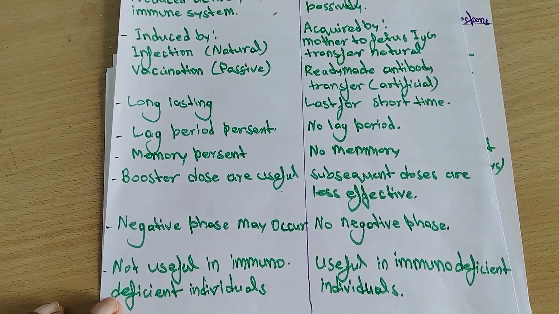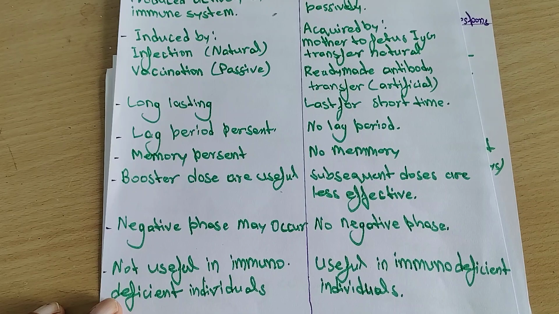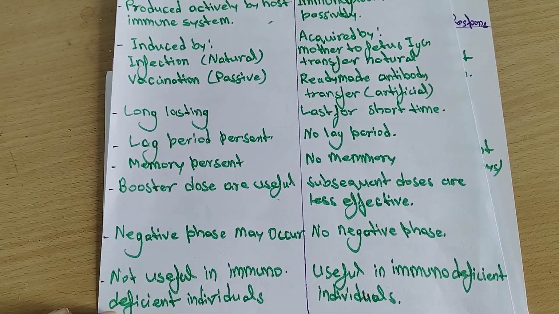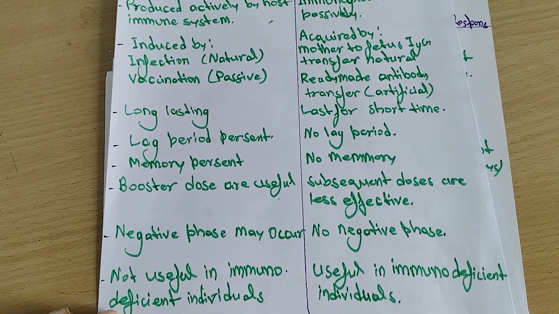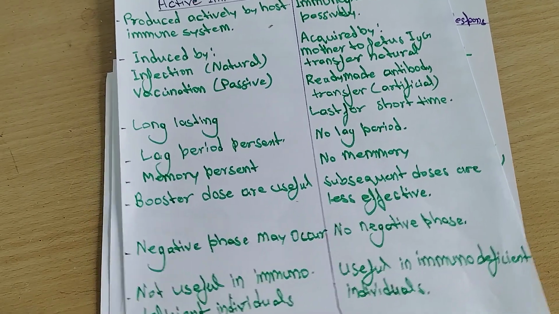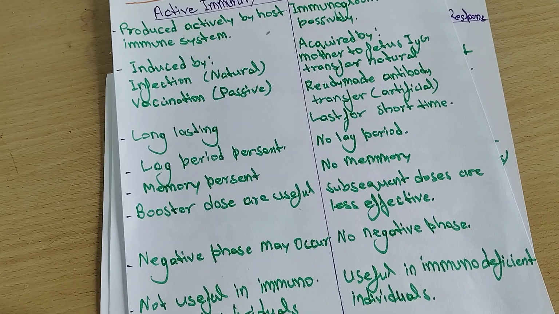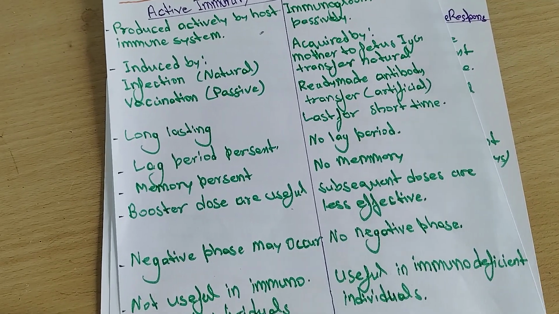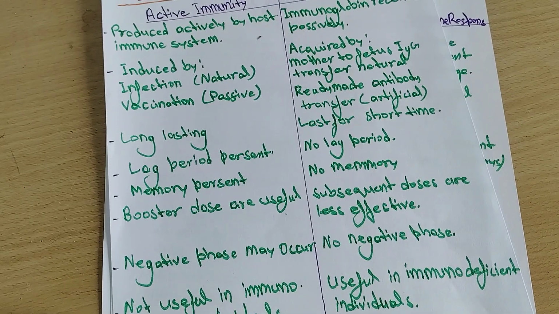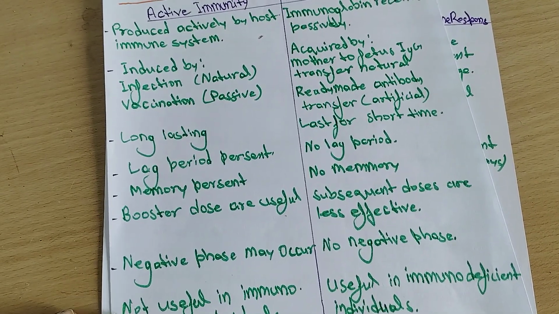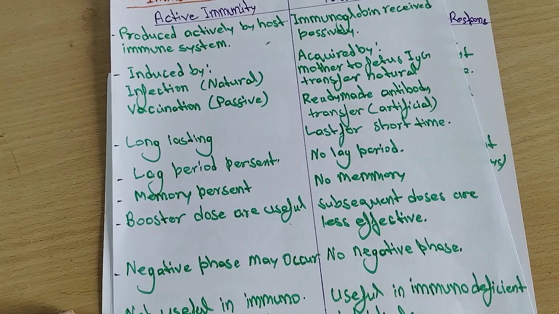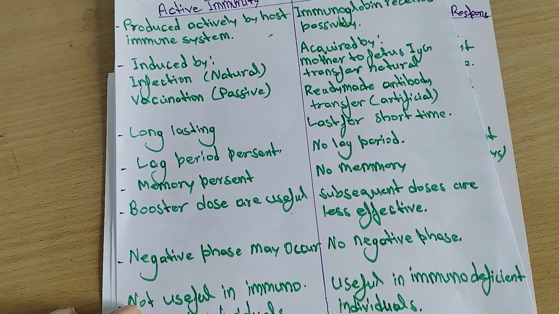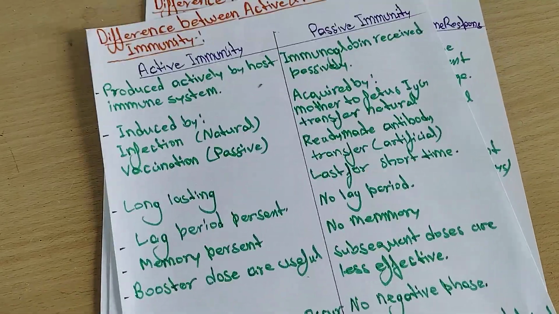Active acquired immunity is not useful in an immunodeficient individual. Passive acquired immunity is useful in an immunodeficient individual. In an immunodeficient individual, as the immune system is depressed or not functioning properly, no infection or vaccination can produce the required antibody.